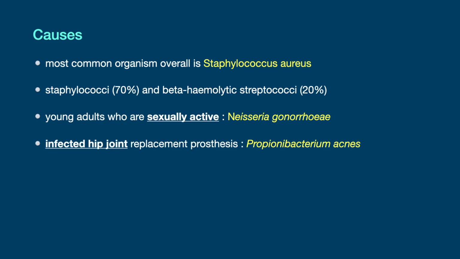The most likely organisms are Staphylococci and beta-hemolytic streptococci. In young adults who are sexually active, Neisseria gonorrhoeae should also be considered. The most likely organism to have been aspirated from an infected hip joint replacement prosthesis is Propionibacterium acnes.